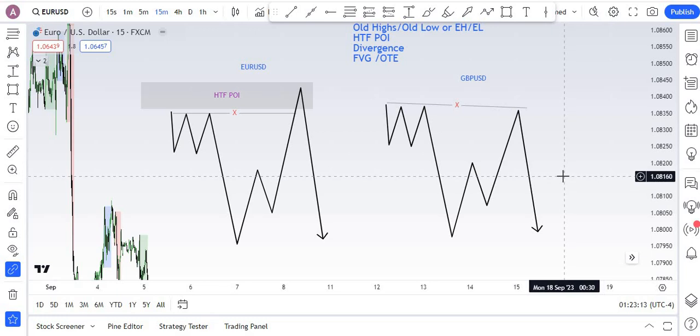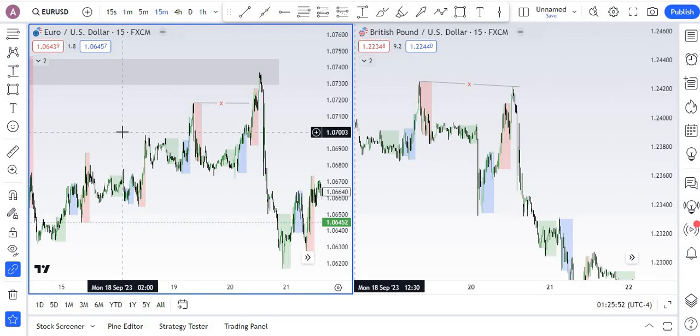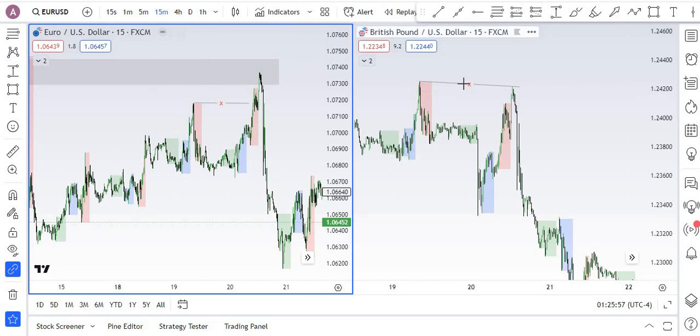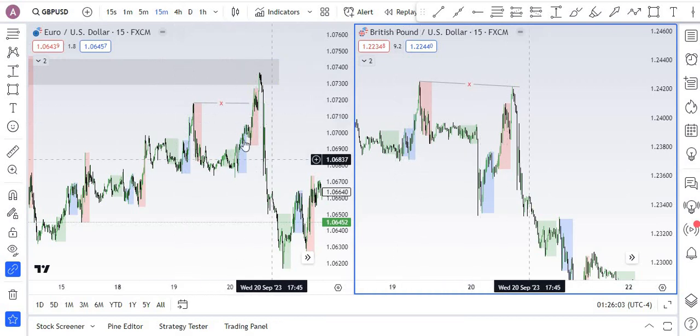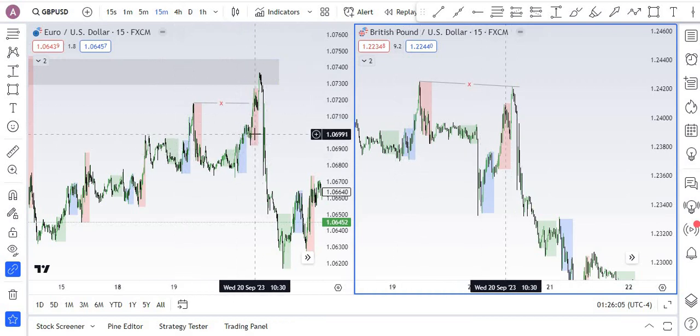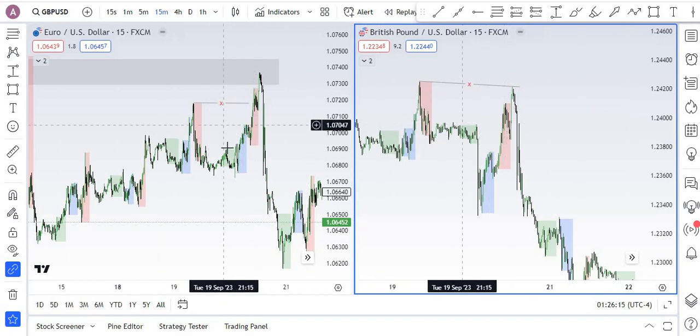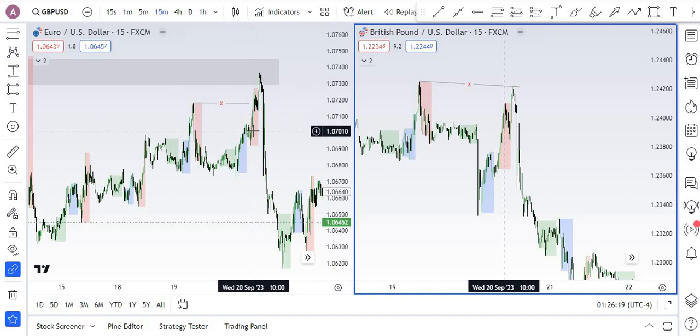This is a very simple method, very easy method. Let me show you an example on the chart. Now you see on the left side I have a Euro USD chart on a 15-minute time frame, and on the right side we have the British pound GBP USD on a 15-minute time frame. On the 20th of September, both charts, as you can see, my time is UTC-4, 20 September 2023 and 20 September 2023. In Euro USD, as you know, the Euro USD and GBP USD price move almost the same.